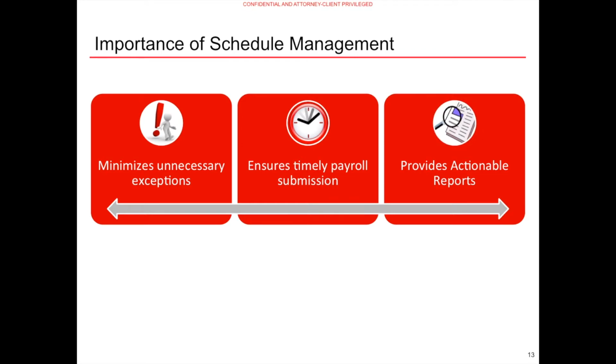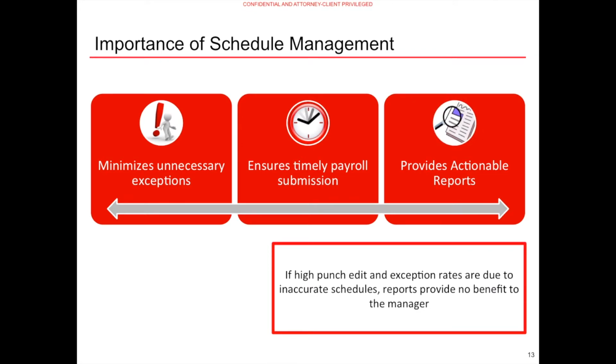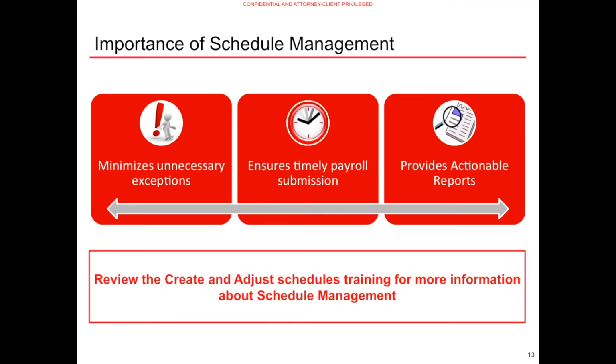Third, it provides actionable reports. If high punch edit and exception rates are due to inaccurate schedules in Kronos, Kronos exception reports provide no benefit to the manager. Ensuring that schedules are as accurate as possible allows managers to view deviations to the schedule and address behavioral issues with employees as necessary. If you are responsible for creating and adjusting schedules in Kronos, review the Create and Adjust Schedules training for more information.